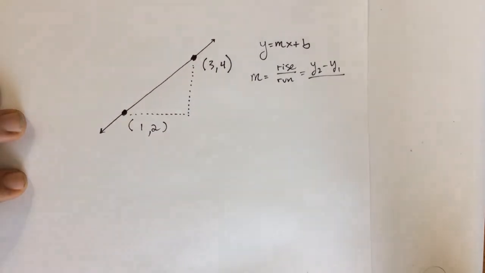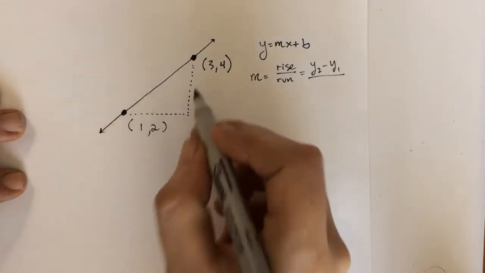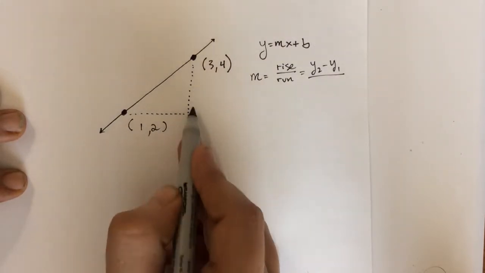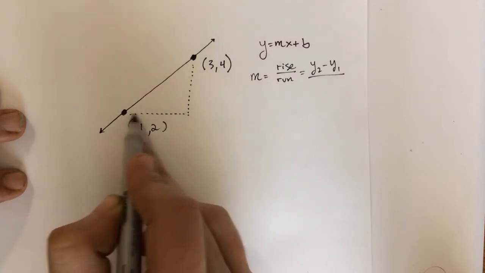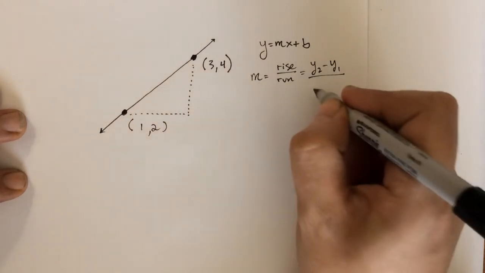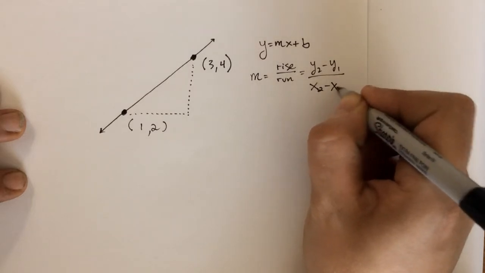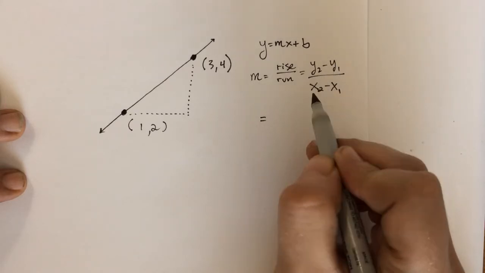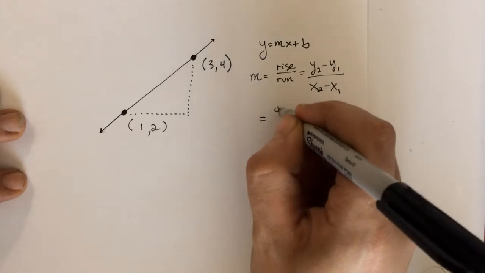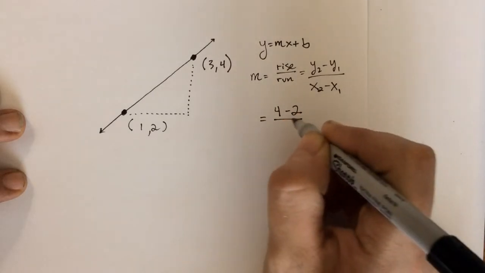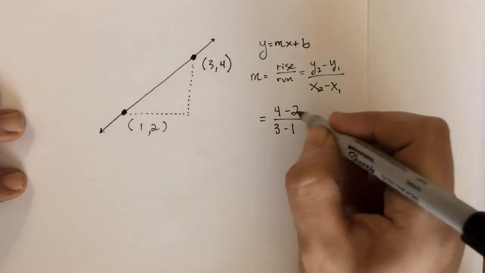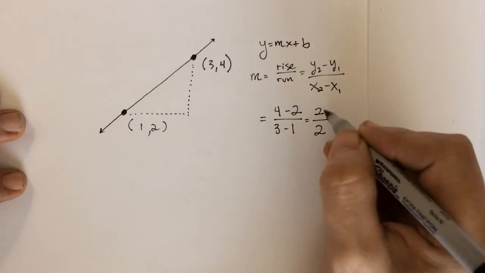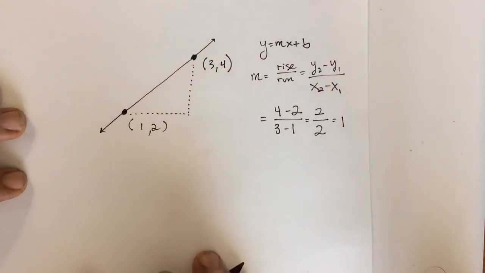in order to find the run, what I need to do is the same thing, find the difference in the x values, because that's the distance from the x value of this point to the x value of this point. So there's the difference in the x's, there's the difference in the y's. So again, I hope you remember the formula to calculate slope given 2 points is y2 minus y1 over x2 minus x1. So let's plug those values in, 4 minus 2 over 3 minus 1. In the numerator, 4 minus 2 is 2. The denominator, 3 minus 1, also 2. So we have 2 over 2, which is 1.